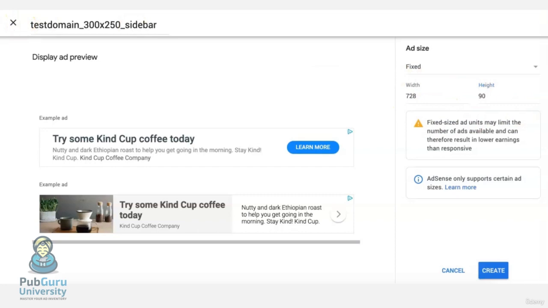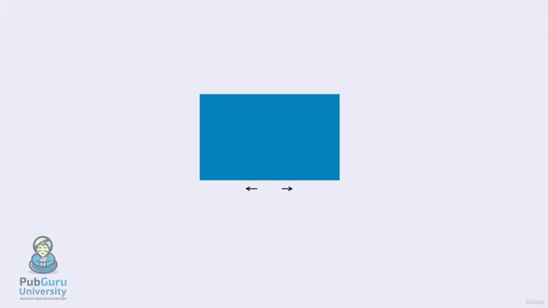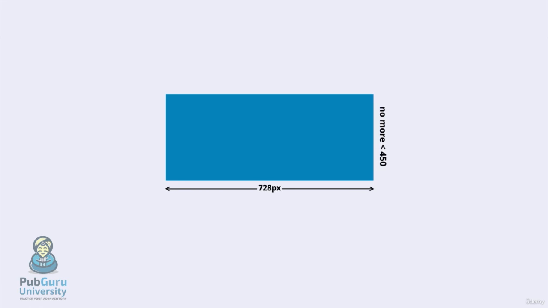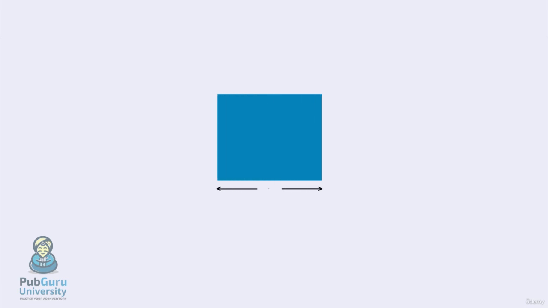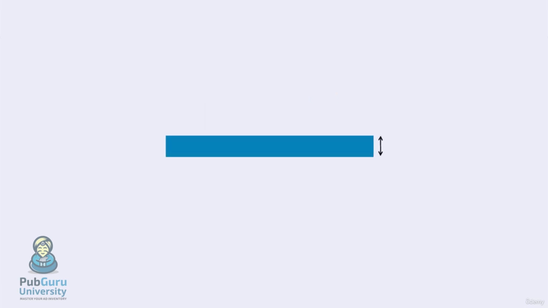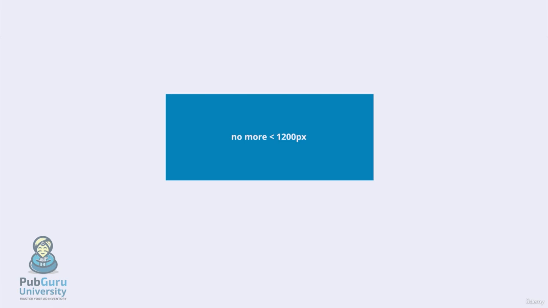Here are the things you need to remember in terms of sizes. Only one dimension can be more than 450 pixels. The minimum width is 120 pixels. The minimum height is 50 pixels. And lastly, neither width nor height can be more than 1200 pixels.